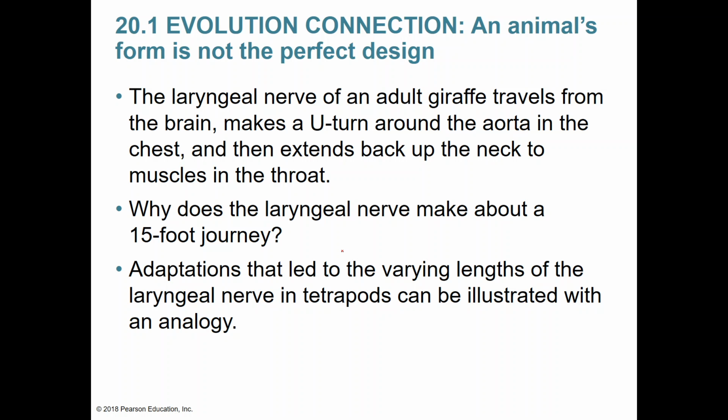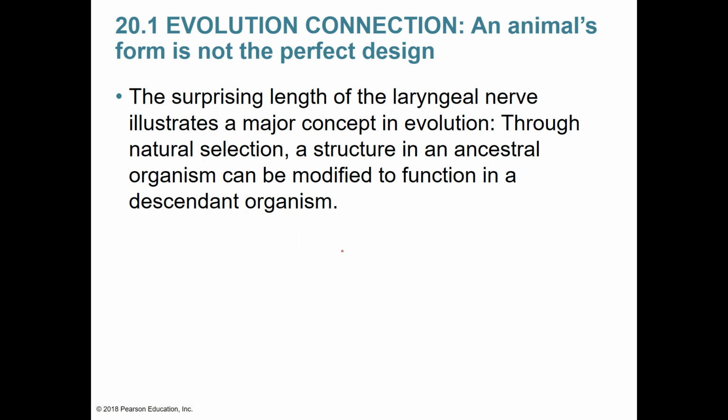So, the structure and function in animal tissues. For example, the laryngeal nerve of an adult giraffe travels from the brain, makes a U-turn around the aorta in the chest, and then extends back up the neck. So it's about a 15-foot long nerve. Why would this be an adaptation that has come to be in these animals?